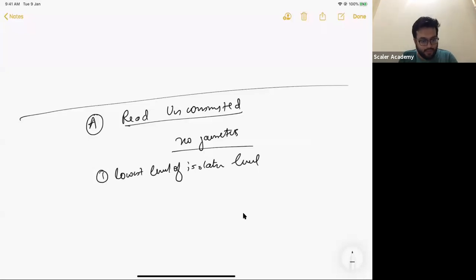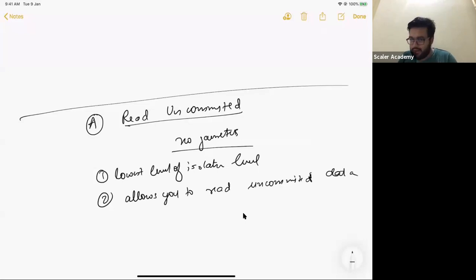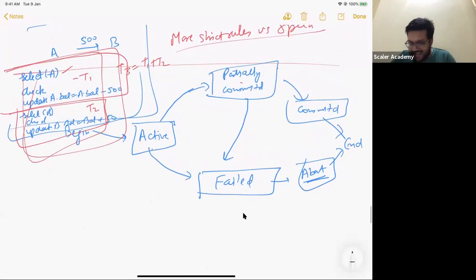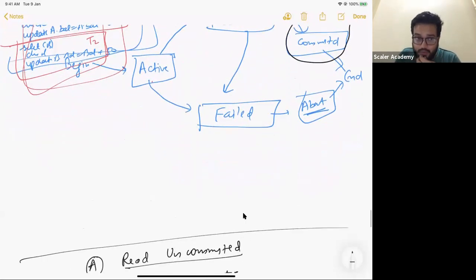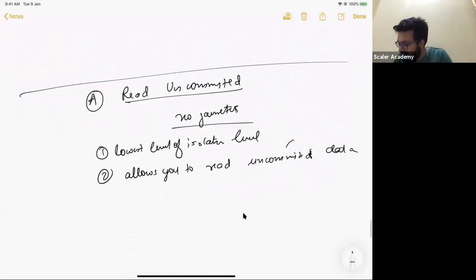This is the lowest level of isolation level. Now, this, as the name suggests, allows you to read uncommitted data. What does that mean? So do you understand that these are the states? So even when the state is not at the committed, it's at some other state, even then you can read it. What does it mean in a more detailed fashion?